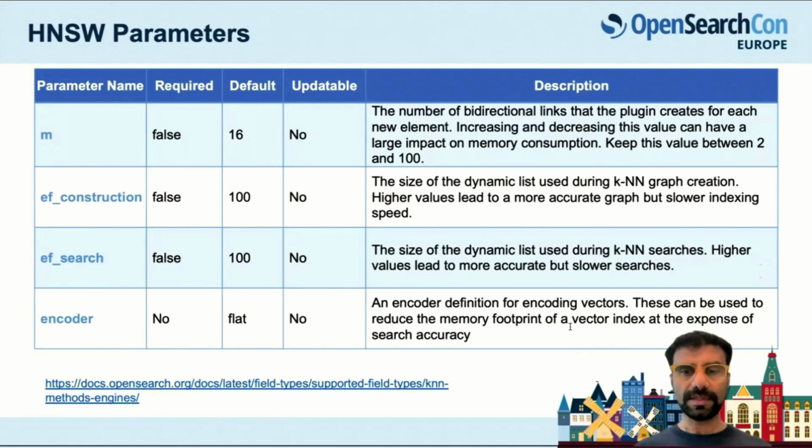The last one is encoder. This is an option to reduce the memory footprint of a vector index at the expense of search accuracy. You can learn more about encoders on the link on this slide, but the key takeaway is you can tune these parameters to refine your search.